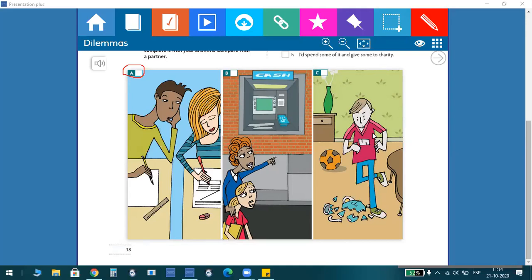Yeah, but the dilemma could be hers, right? She has two options. She could let him copy her test. Or tell the teacher. Tell the teacher, yes, good. So she's in a dilemma: tell the teacher or let him kind of cheat. Or let him get the answers.